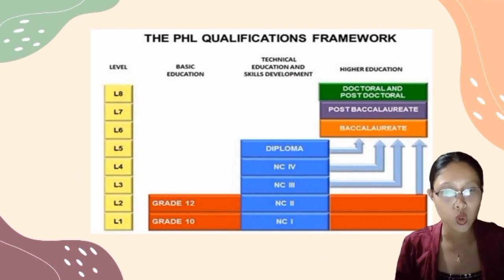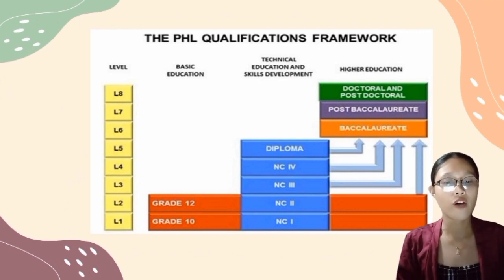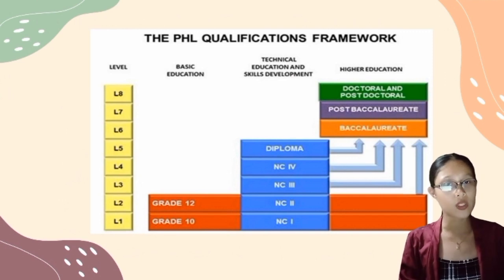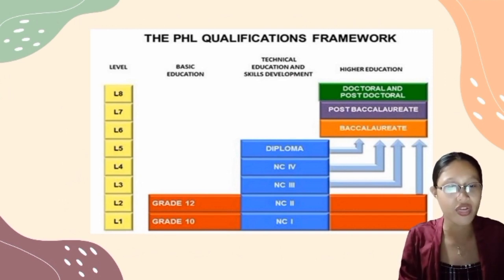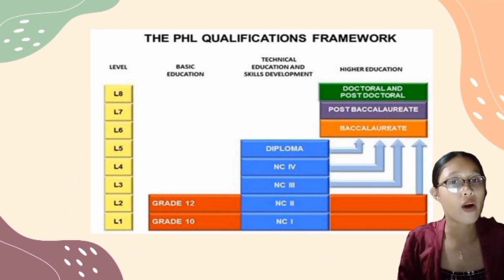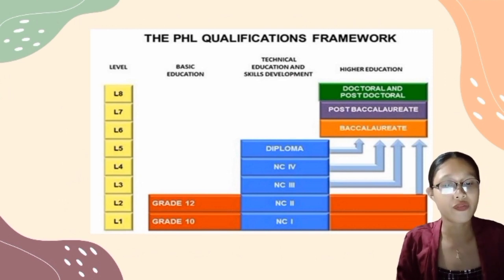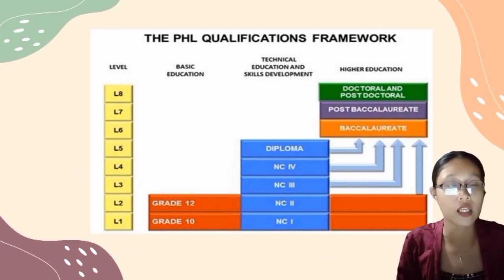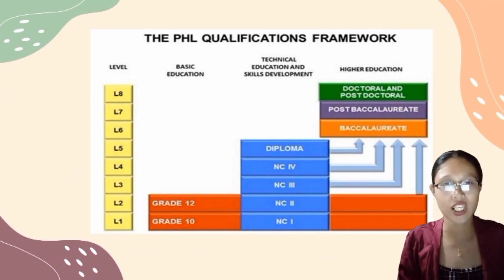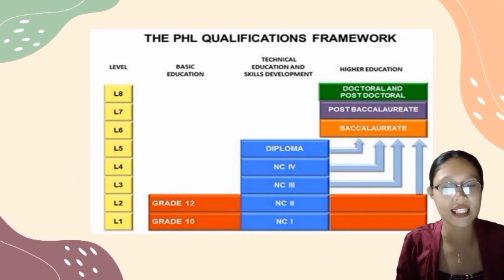It is a quality-assured national system of development, recognition, and award of a qualification based on the standard of knowledge, skills, and values acquired in different ways and methods by learners and workers of the country. The PQF is divided into 8 levels, from level 1 to level 8. The first level is to be achieved by the grade 12 student or graduate, where it can be awarded by the national certification, which is the NC1 and the NC2.